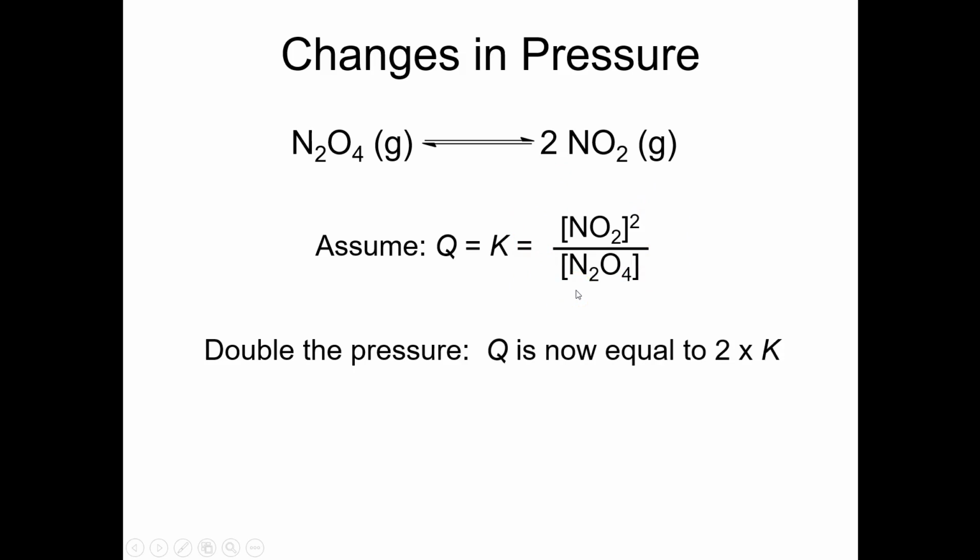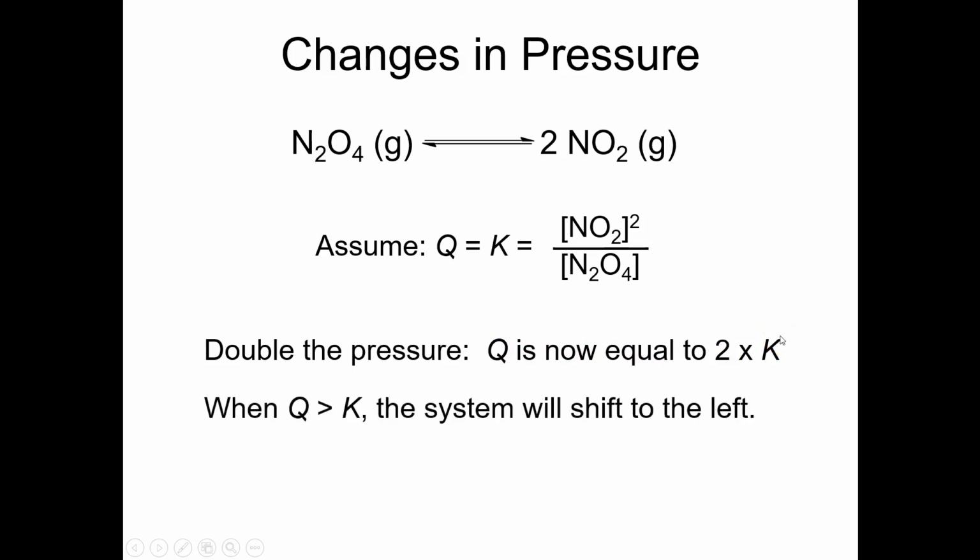So when I double the pressure, Q is no longer equal to K. It's now equal to 2 times K. Well, remember, when Q is greater than K, the system is going to shift to the left.